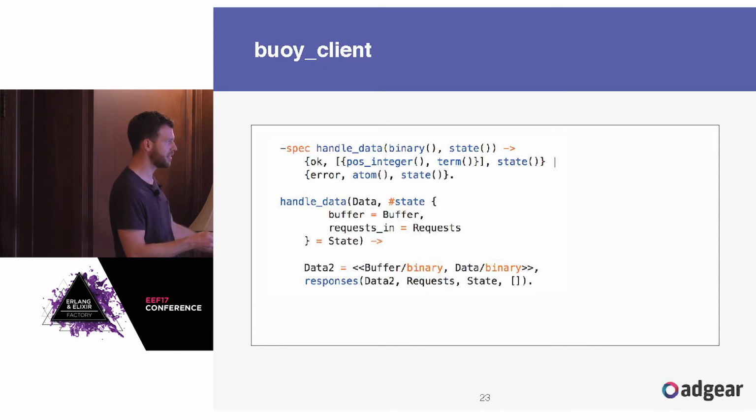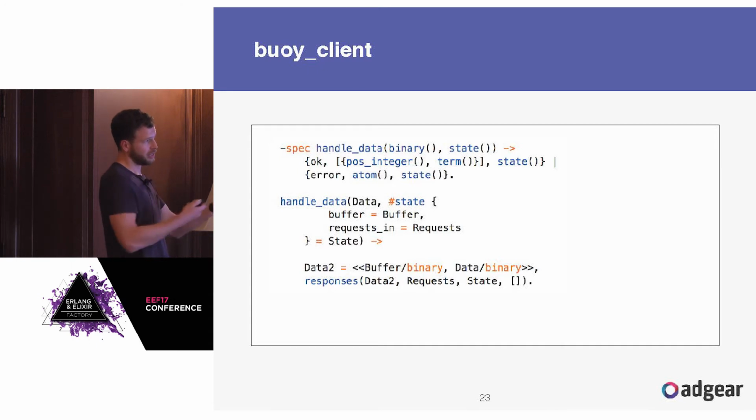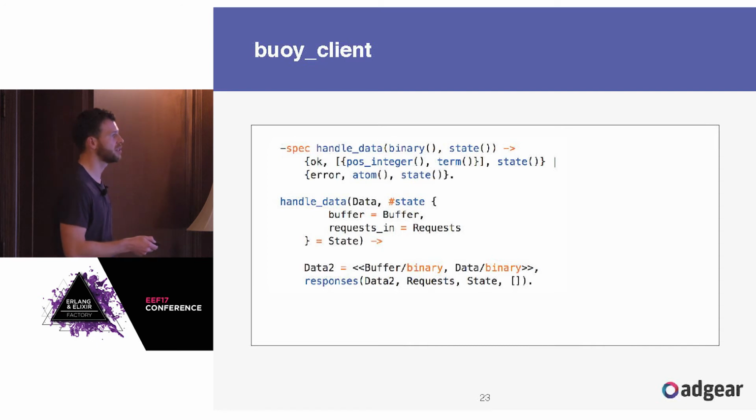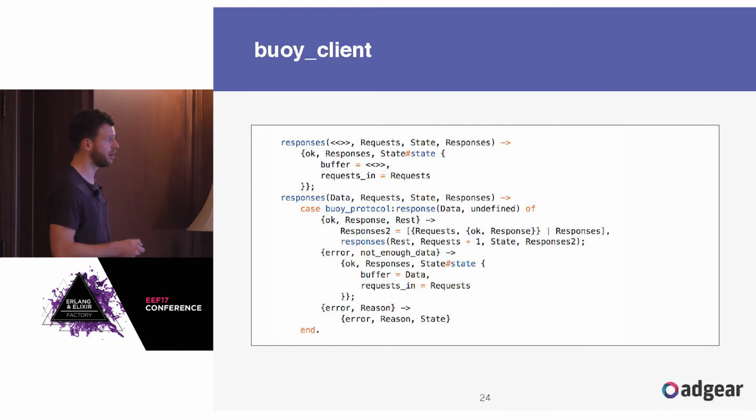And you'll see the next is handle data. Handle data will receive an HTTP response that needs to be decoded. So I'll take the buffer, add the data to it, or append the data to it, and then call responses. And from there, this is basically all of the code in the client. Responses will just call Buoy protocol response to decode the response, and either it gets a response right away or it does not have enough data, so we need to buffer for the next time we get a packet.